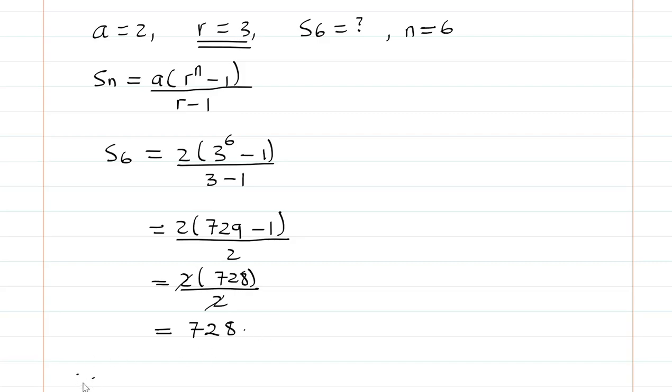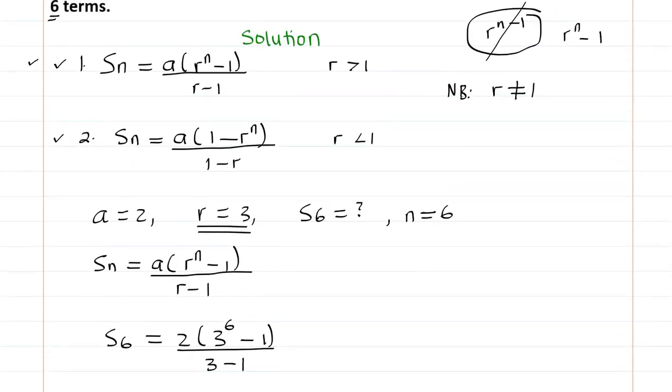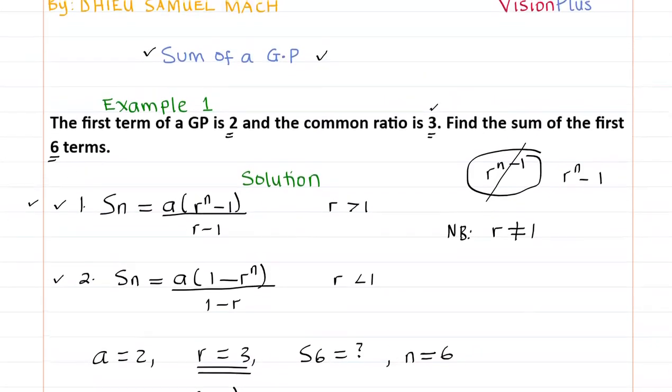Therefore, the sum of the first 6 terms is 728. That forms the solution to example 1. So in example 1, this is where we lay the foundation.